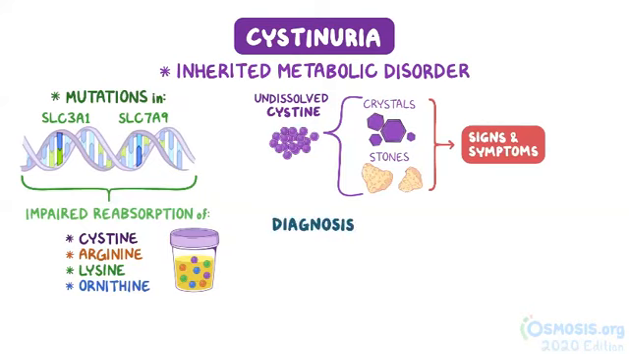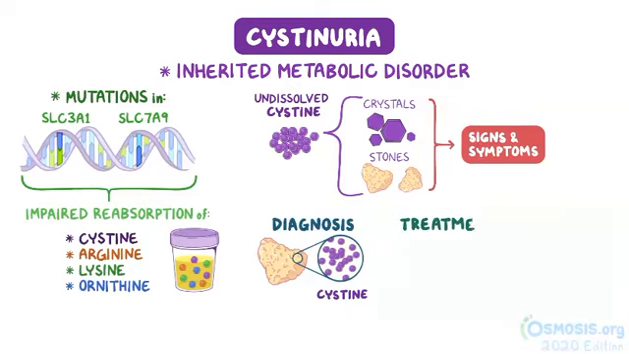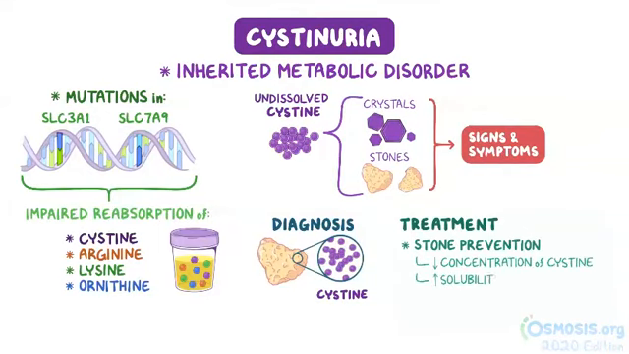Diagnosis is based on confirmed 100% cysteine stones in urine, and treatment mostly focuses on stone prevention by lowering the concentration of cysteine, increasing its solubility by increasing urine pH, and using drugs like tiopronin to keep cysteine soluble.